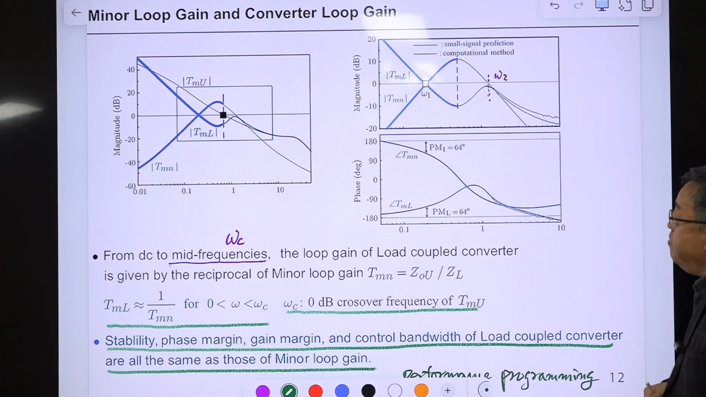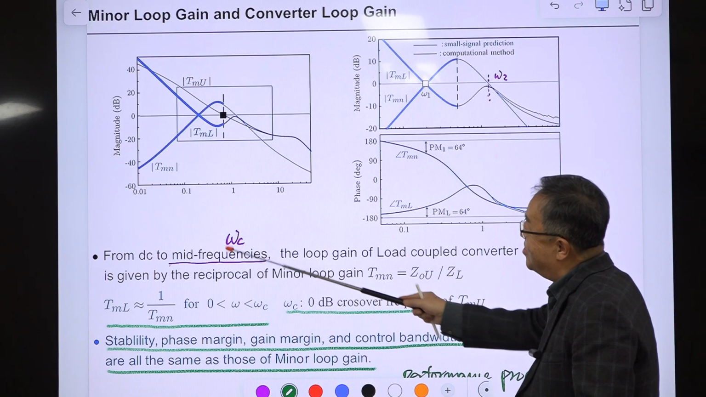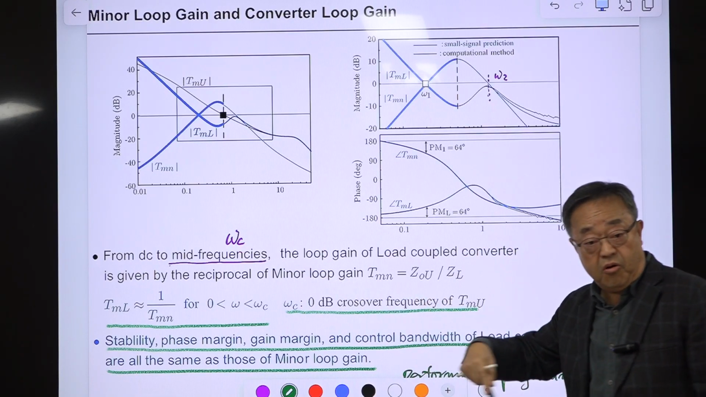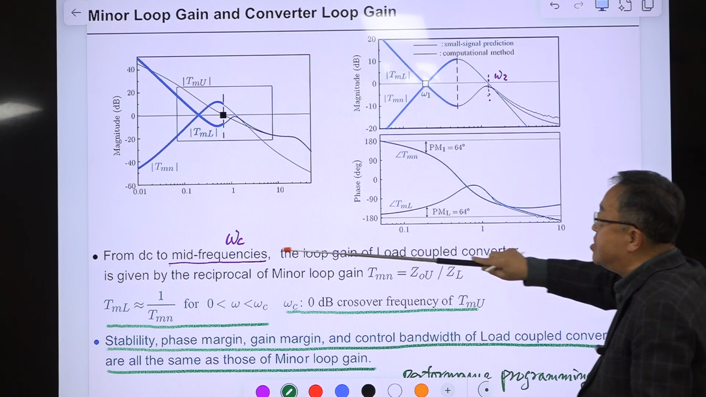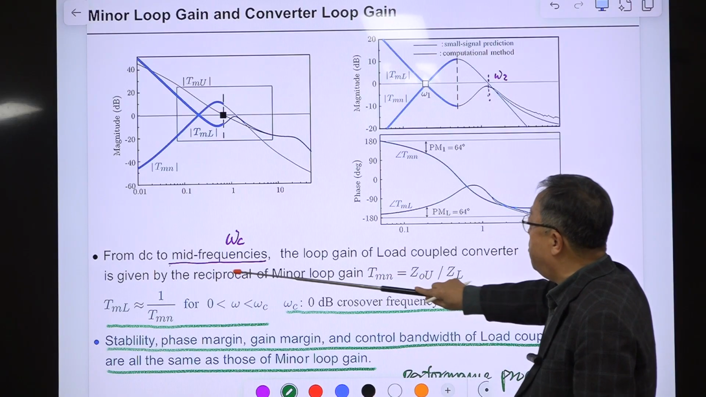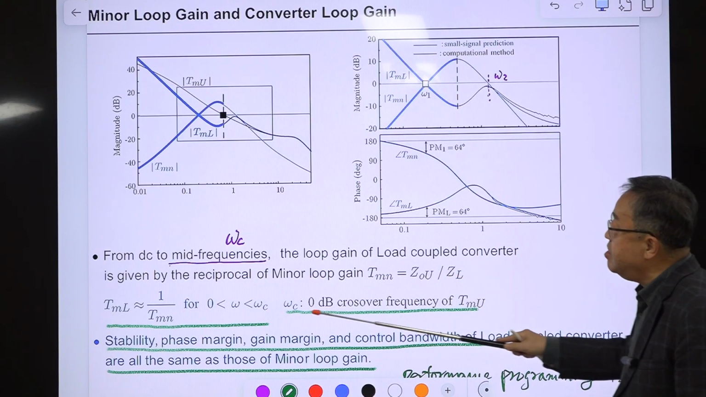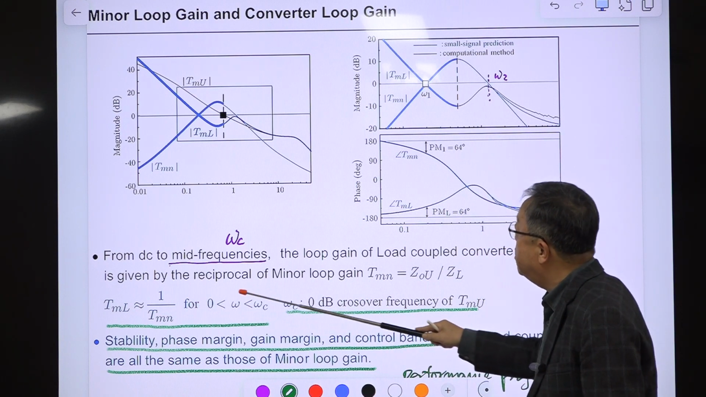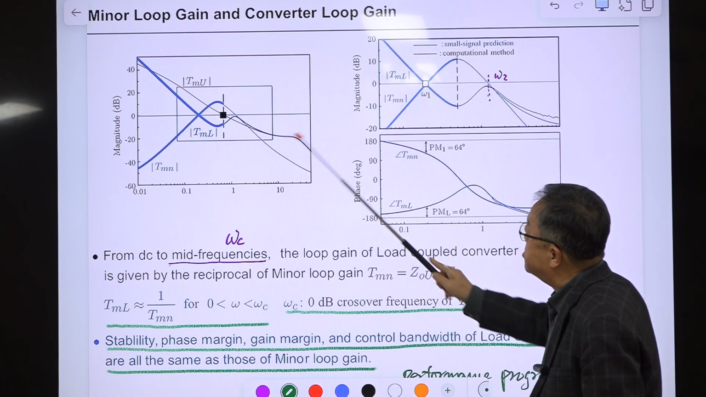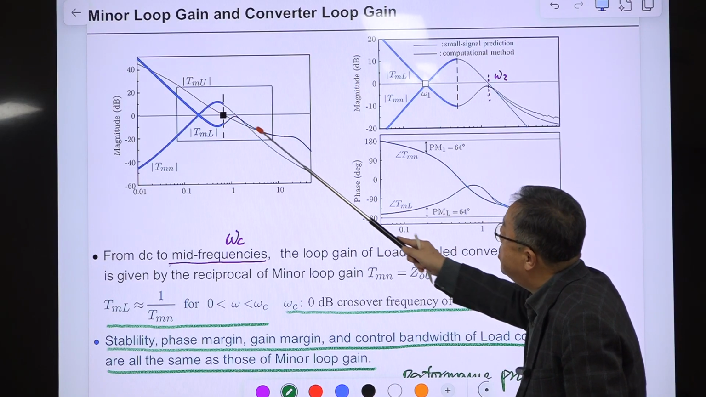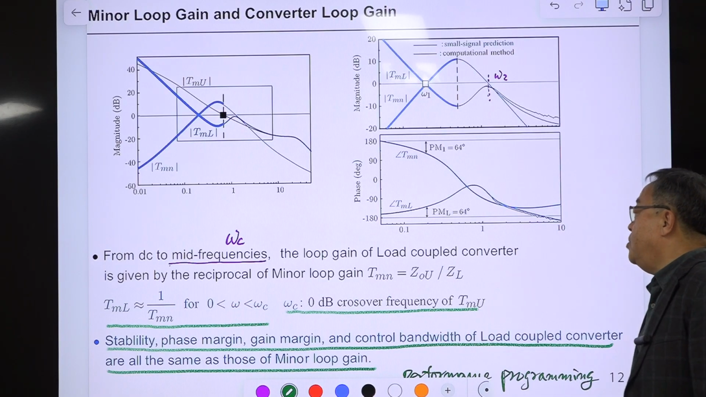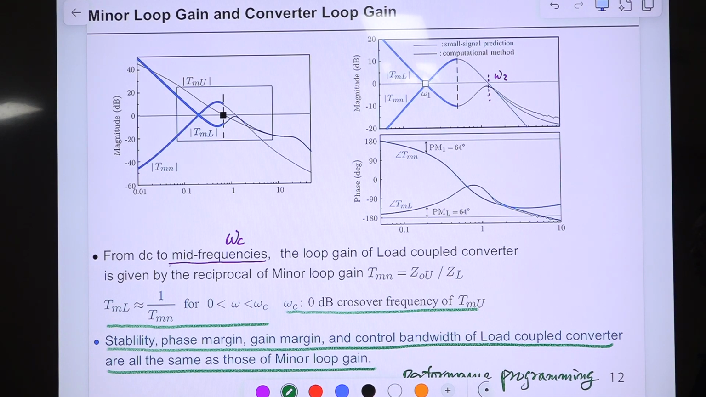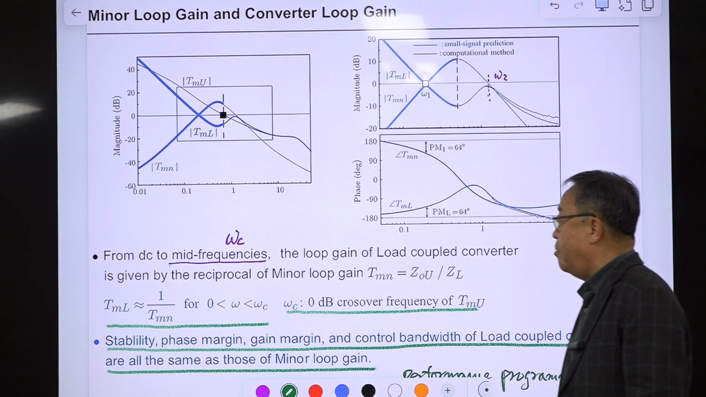So from DC to mid frequencies, precisely at the loop gain crossover frequency of the upstream uncoupled converter, the loop gain of the load coupled converter is given by the reciprocal of the minor loop gain. This relationship is valid at this low frequency. High frequency is something else, but we are not really interested in this. But still you can predict this. So omega C is the 0 dB crossover frequency of TMU, which is the loop gain of the uncoupled upstream converter.